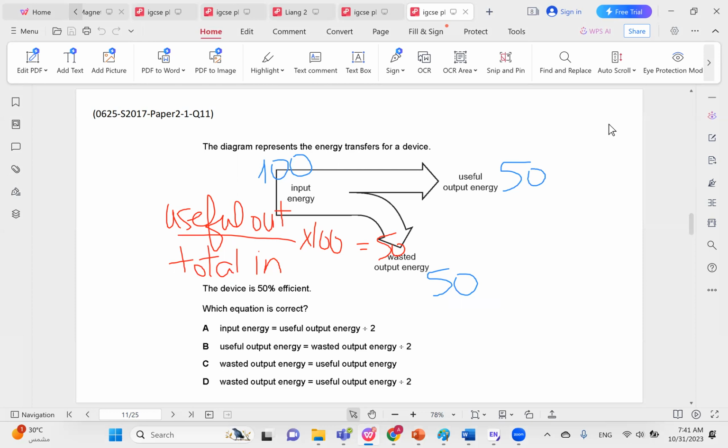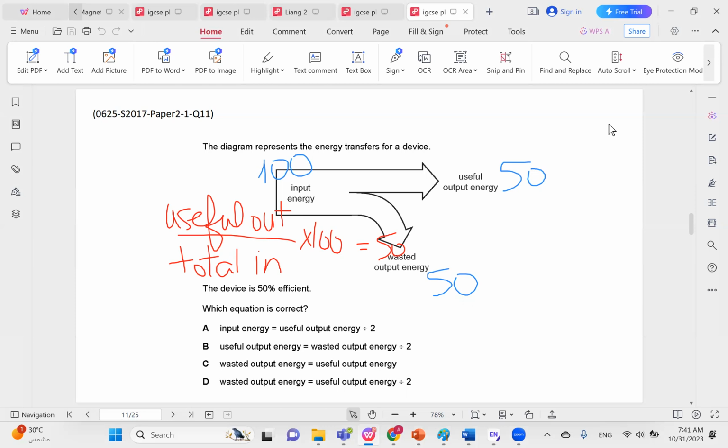A says input energy equals useful output energy divided by 2. Of course, this is impossible because this means that the output is greater than the input, and this never happens because energy is not created. You cannot create energy. So A is definitely wrong. B, useful output is equal to wasted output divided by 2. From the numbers we put in blue, we can see that the useful output and the wasted output are actually equal. So again, B is incorrect.